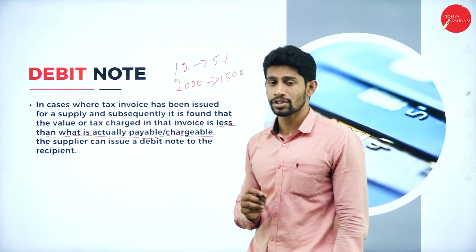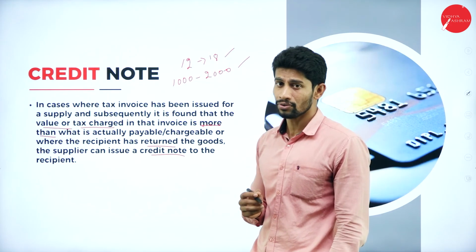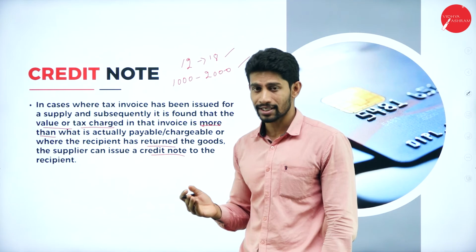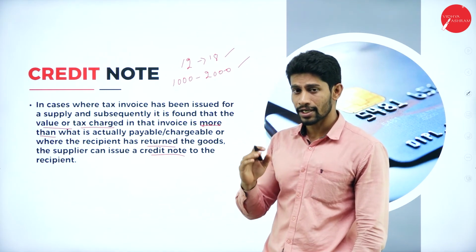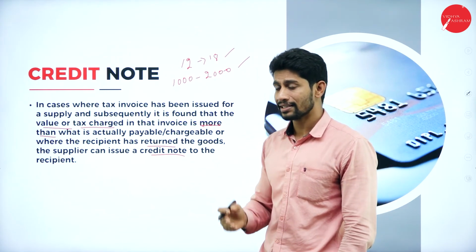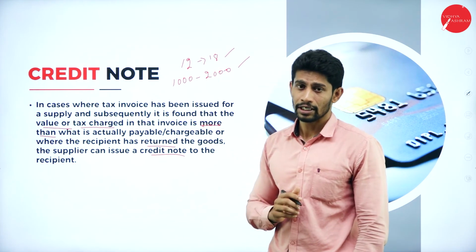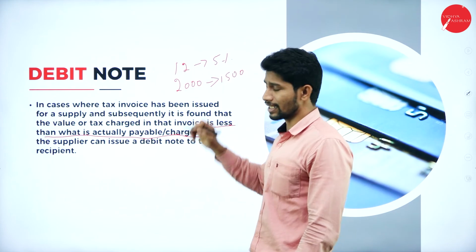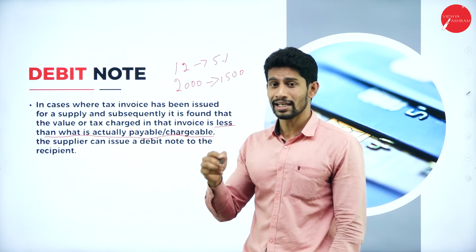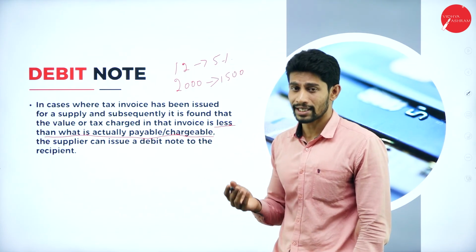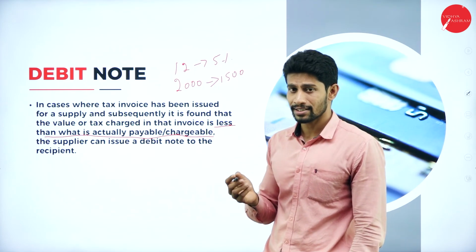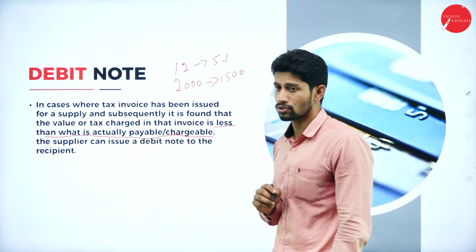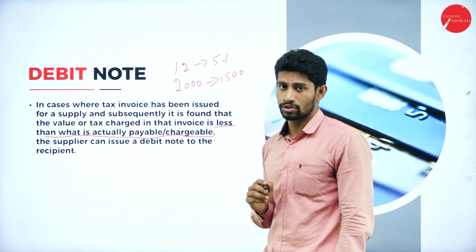So credit note, at what point of time are we going to issue it? In case the rate of tax is charged more than the actual tax rate, or if the amount is charged more than the actual value, then the credit note is supposed to be issued. When is the debit note supposed to be issued? When the tax rate charged is less than the actual tax rate, then at that point of time you are supposed to issue the debit note.